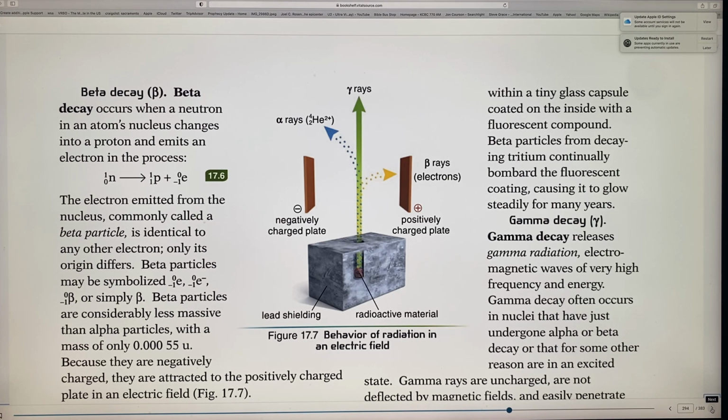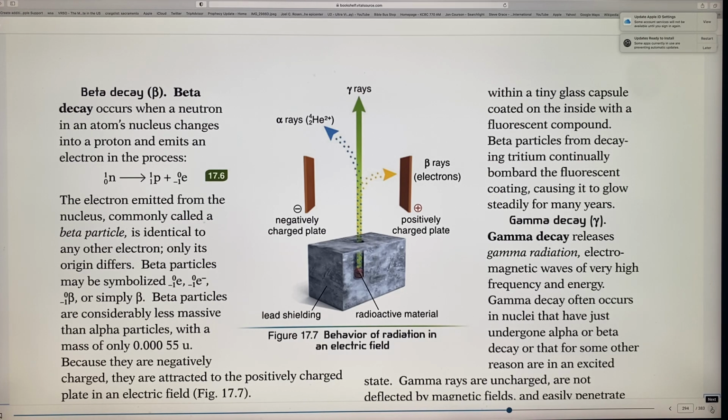So basically what you need to know about beta decay is that an electron is going to take off because a neutron turned into a proton. So this electron is emitted from the nucleus, called a beta particle. It's identical to any other electron, only its origin differs, because the reason it takes off is that a neutron turned into a proton, right?